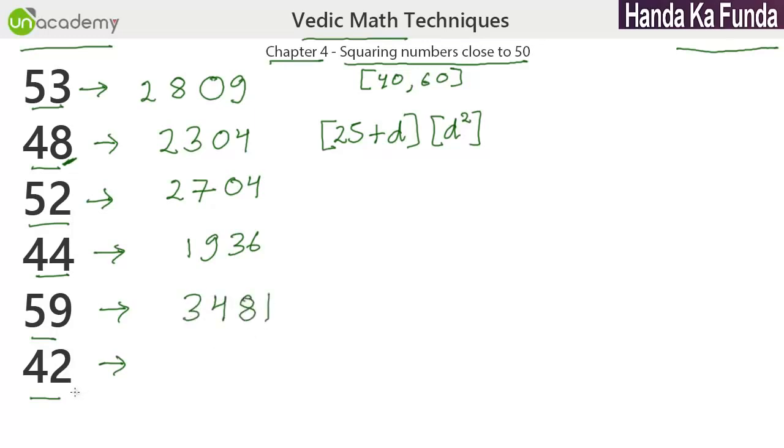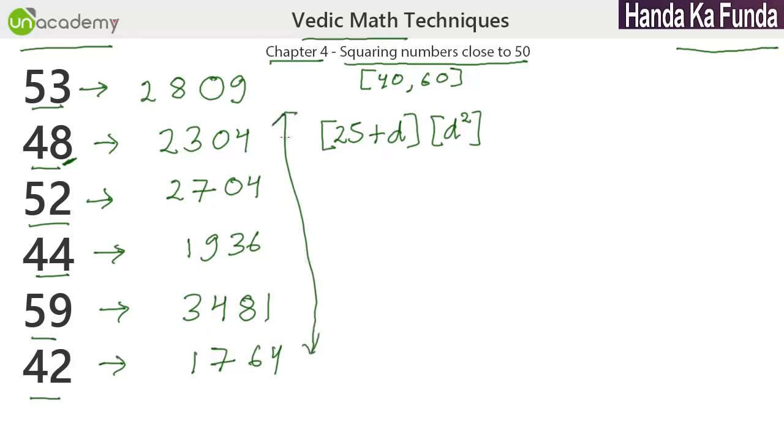For 42, the distance is minus 8. How will I calculate it in my head? First two digits, 25 minus 8, 17. Last two digits, square of that, 64. So 1764 is my answer. As you can see, how quickly we have calculated these answers here.